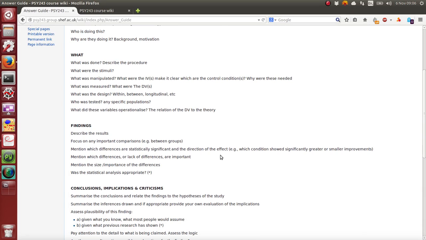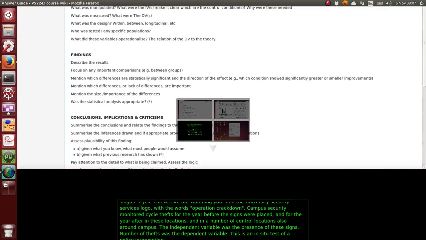Describe the results, focus on the important comparisons, mention a difference which is statistically significant, mention which differences or lack of differences are important, mention the size and importance of differences. Was the statistical analysis appropriate? Okay, so this experiment is very simple. It's pretty much one comparison. Well, there's the before-after comparison, and then there's the experimental-control condition comparison.